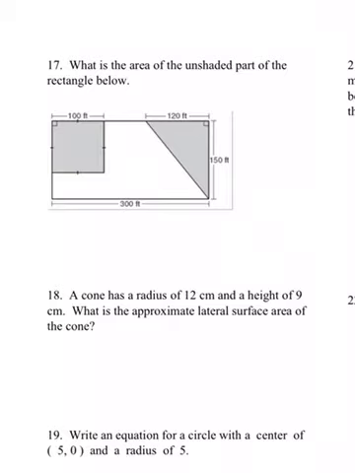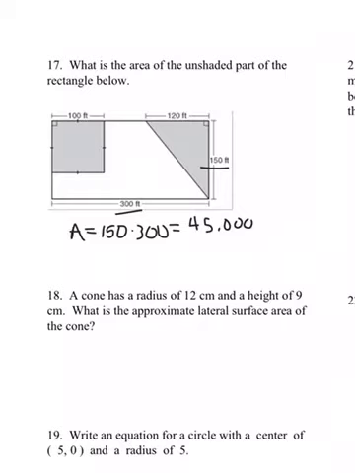What is the area of the unshaded part of the rectangle below? The rectangle, the big one, we are going to find its area, which is 150 times 300. And 150 times 300 is 45,000. So that's the whole rectangle.